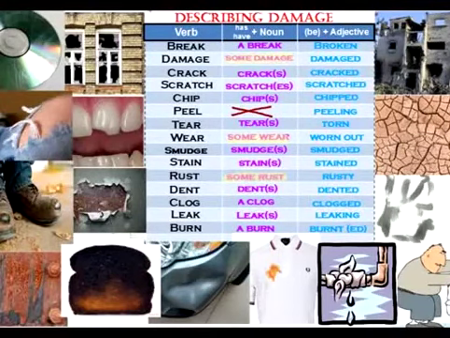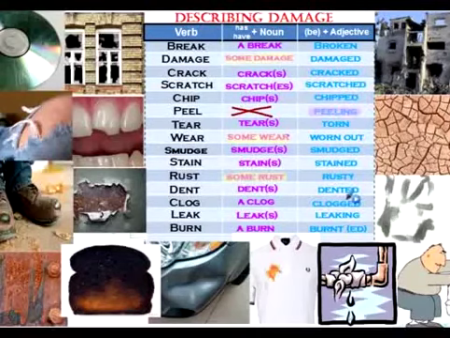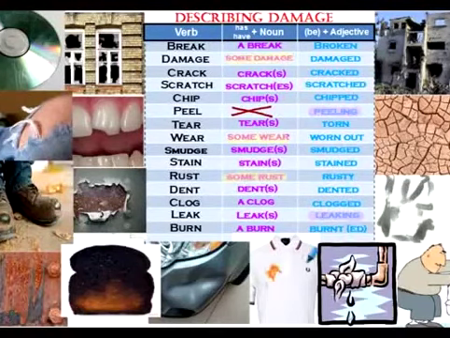Oftentimes, if you look, we have adjectives that look similar to past participles: broken, damaged, cracked, scratched, chipped. But we have a few that aren't. For example, peeling. Okay? We're always using the ing for that. It is peeling, right? We have one that's similar, leaking. So I'm always going to say it is leaking. It's not ed, right? And another one that's kind of different, rusty. Okay, that's not ed or ing.